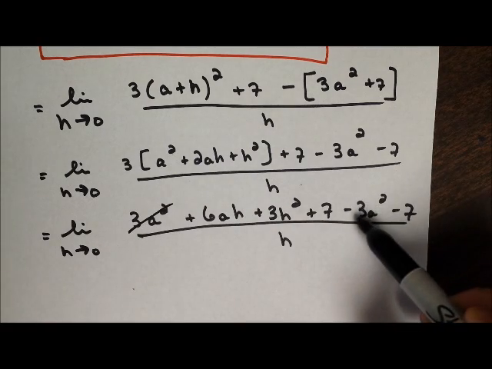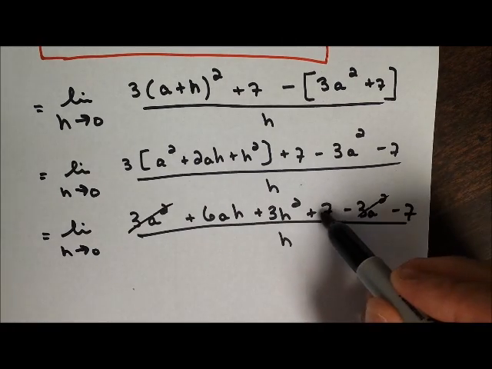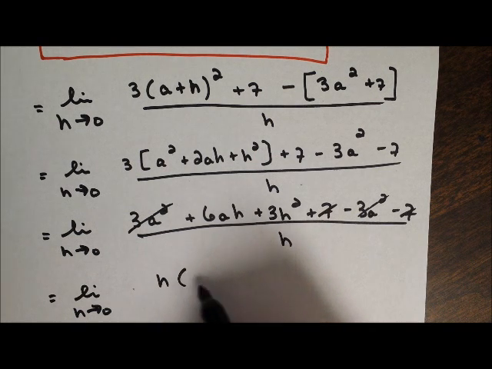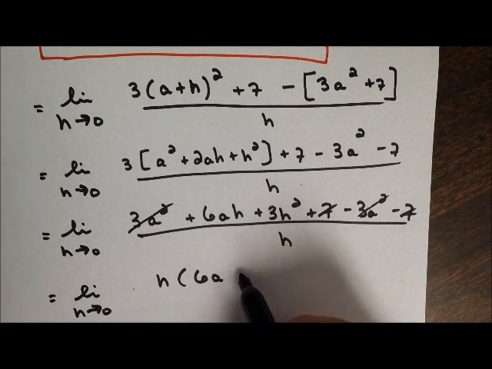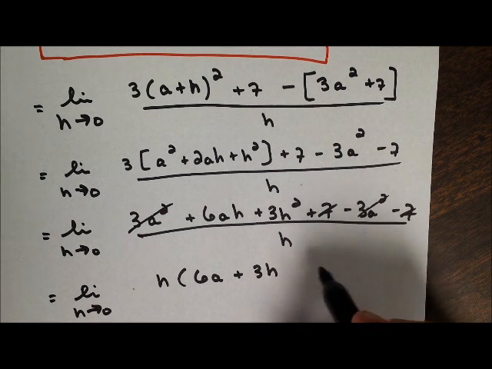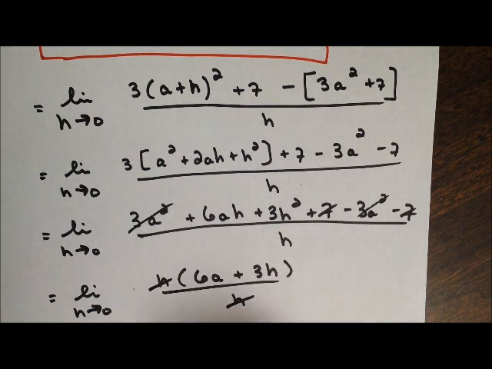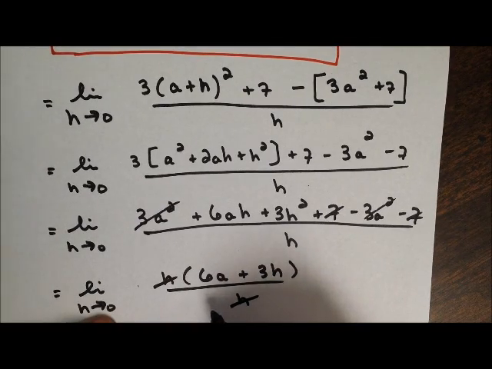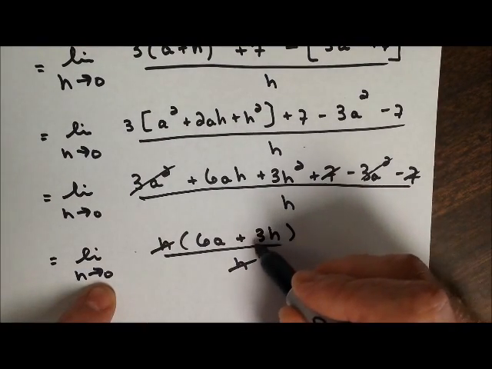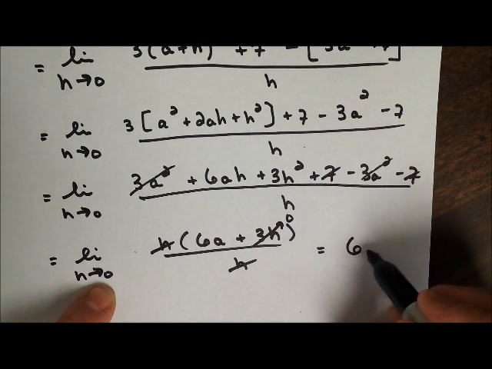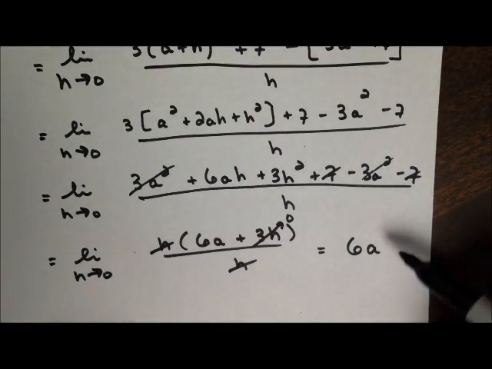Notice that 3a squared and negative 3a squared cancel. Notice that the 7 and negative 7 cancel. We can now factor an h out of the numerator, and we'll have 6a plus 3h, and that's it, all over h. The h's then cancel, and we can then evaluate our limit as h approaches 0. So this term approaches 0, and we're left with 6a.